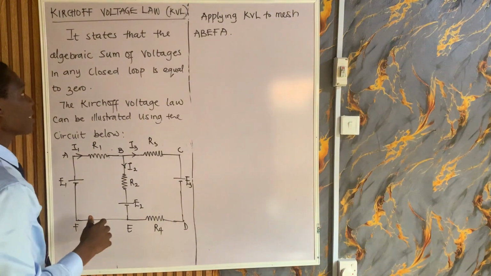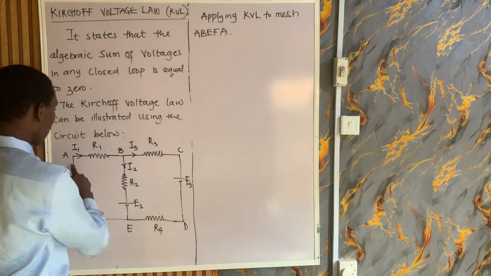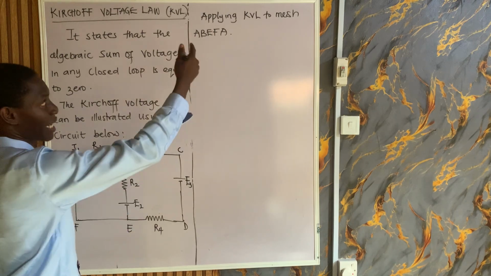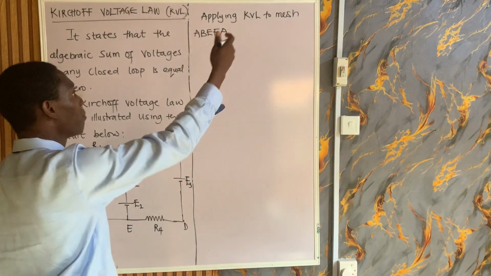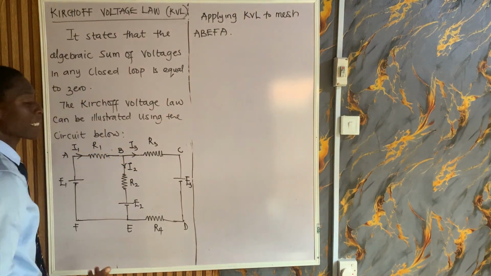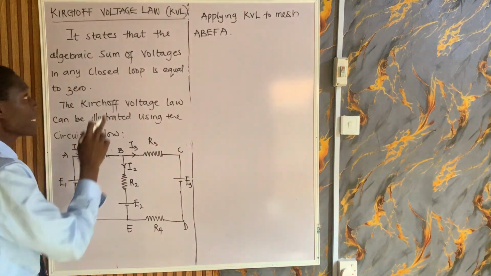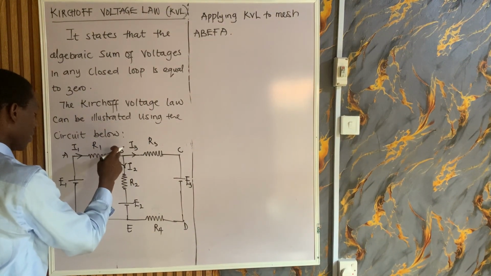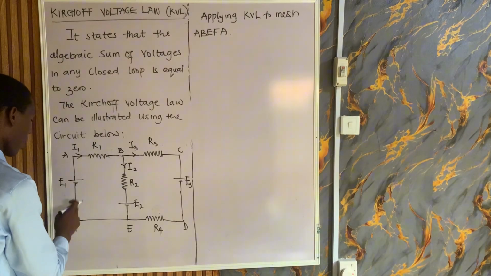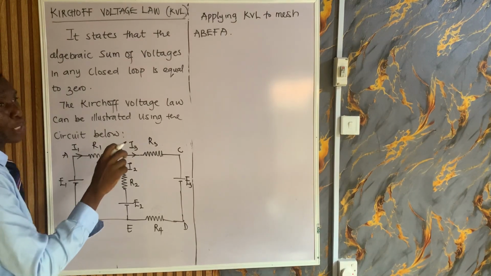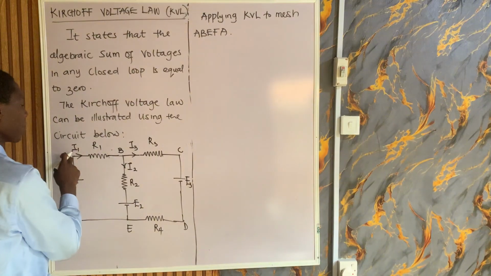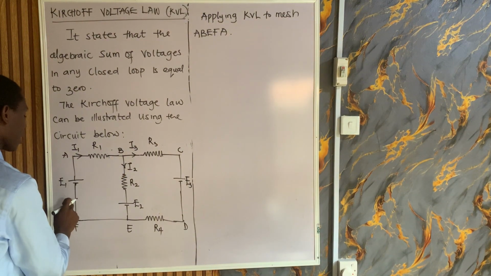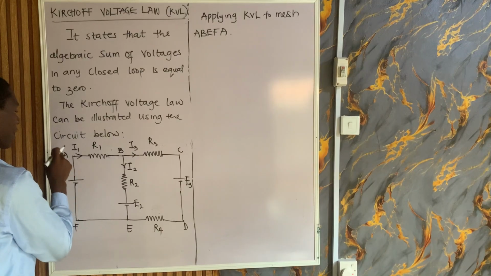So I'm applying the KVL to the first mesh. This mesh can also be called a loop. So I could have said applying KVL to loop A, B, E, F, A. And that's still correct. Now, you see, this simply tells me that I am moving from A to B, B to E, E to F, F to A. Although it does not mean that you necessarily must start from A, but you must keep going like this. I could start from F, but maintain the same direction. From F to A to B.